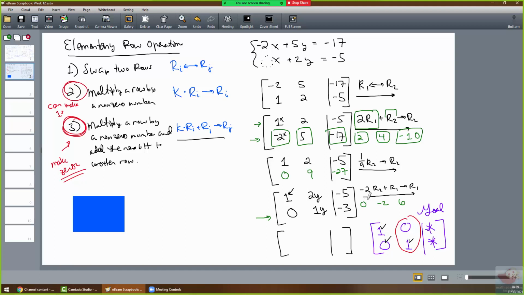So 1 plus 0 makes 1. 2 plus negative 2 makes 0. That's what we wanted. And negative 5 plus 6 makes 1. And I'll put in the old second row.